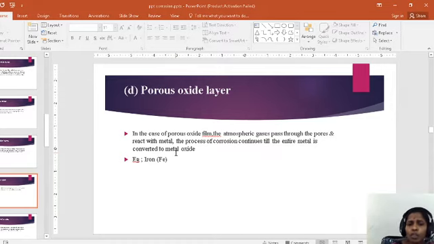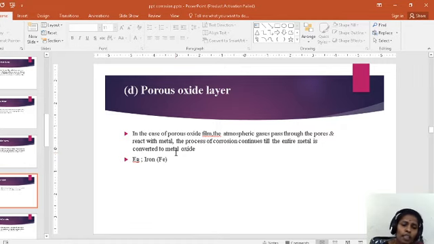So in this process also the entire metal undergoes corrosion because the dust particles and the atmospheric gases are going inside and reacting with the metal surface. So the entire metal undergoes corrosion in the porous oxide layer also. An example of a porous oxide layer is iron.